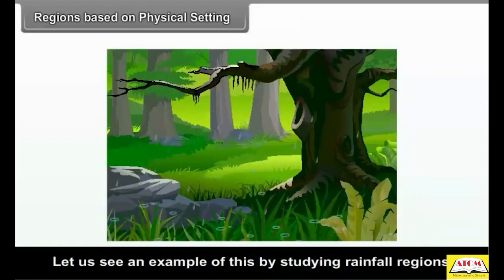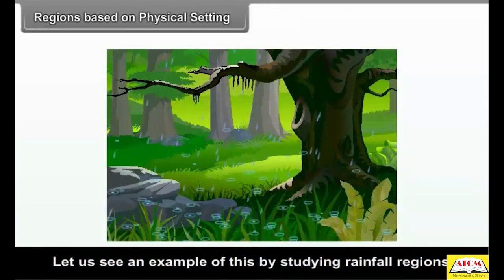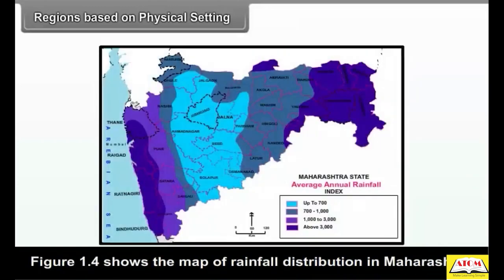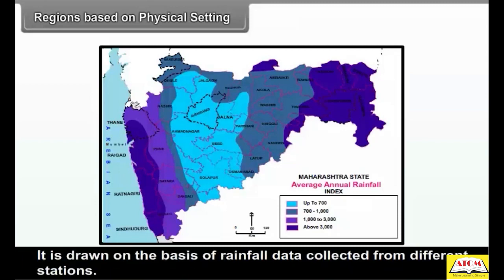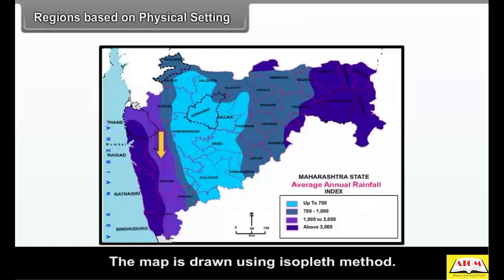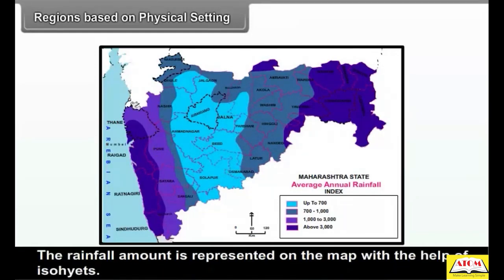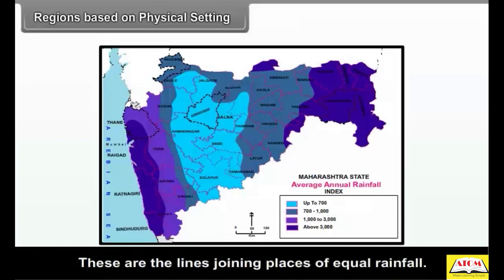Let us see an example of this by studying rainfall regions. Figure 1.4 shows the map of rainfall distribution in Maharashtra. It is drawn on the basis of rainfall data collected from different stations. The map is drawn using isopleth method. The rainfall amount is represented on the map with the help of isoheights. These are the lines joining places of equal rainfall.